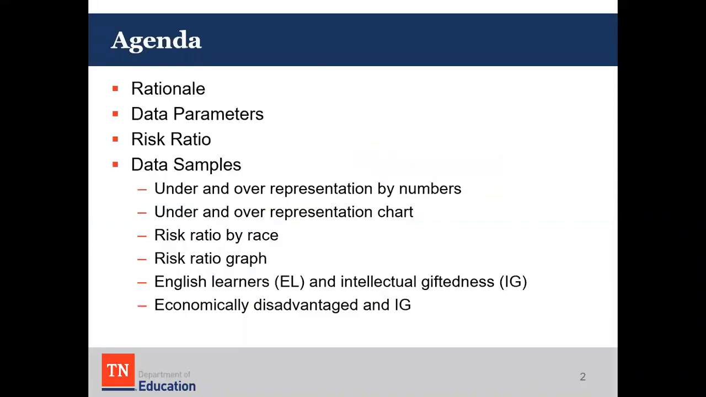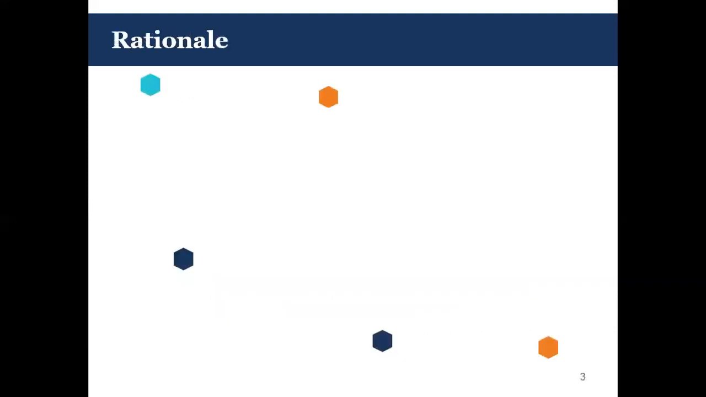Here's the agenda for this webinar. We'll talk about the rationale and data parameters, go over the risk ratio, and then we'll go over some data samples, including under and overrepresentation by numbers and chart, risk ratio by race and a graph, our English learners and intellectual giftedness, and our economically disadvantaged and intellectual giftedness.